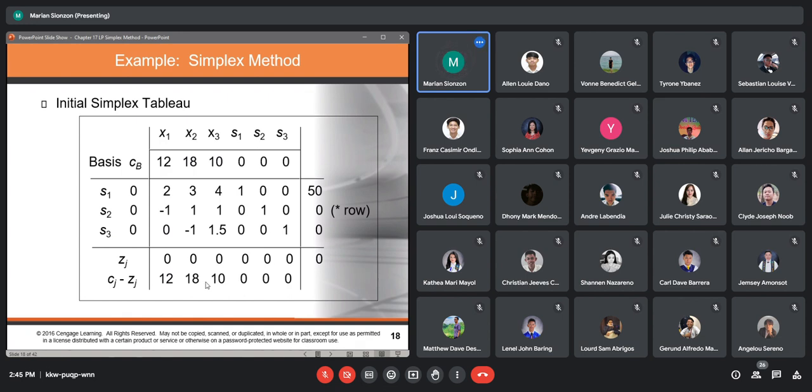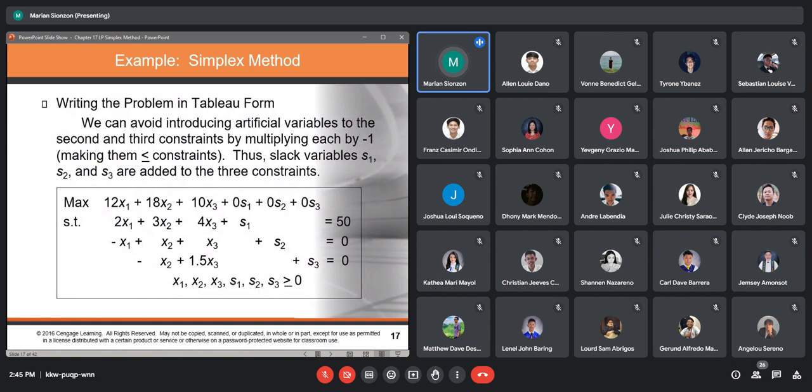It will be x sub 2. Kay x sub 2, maximization man ta. Atong objective function is maximize. What is the largest possible? So that will be 18. We call this our optimum column.